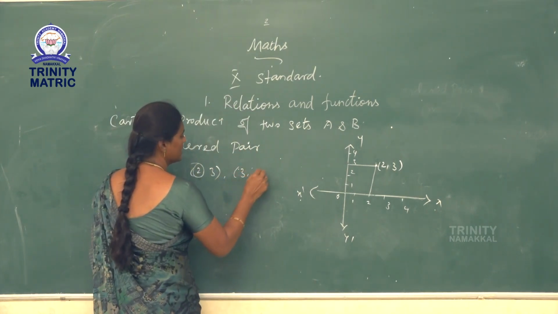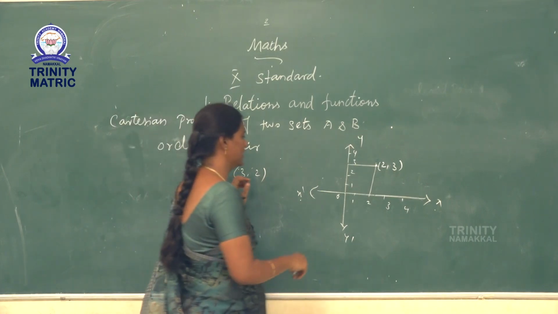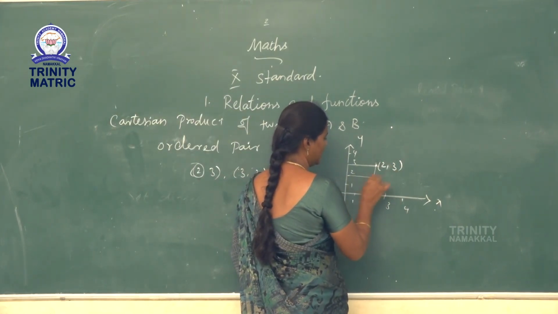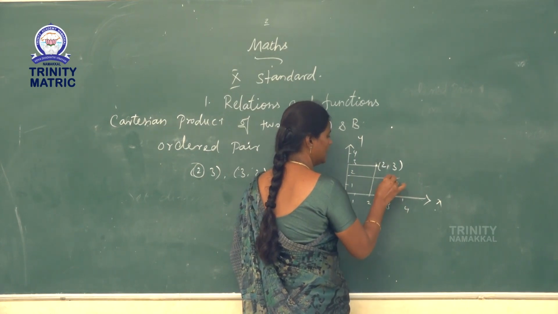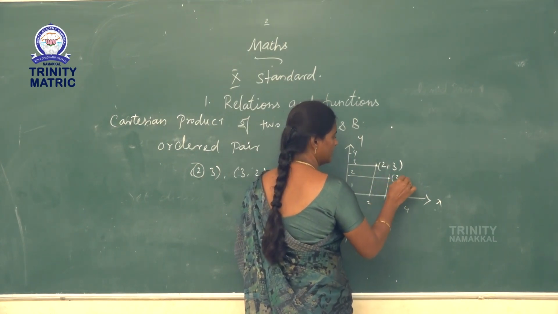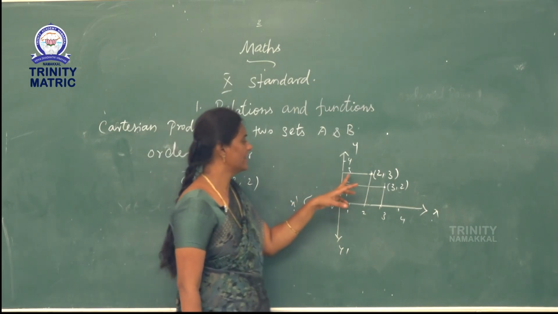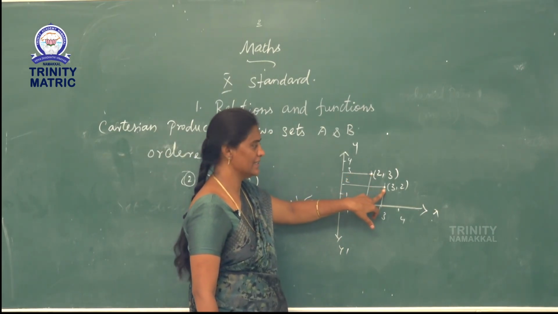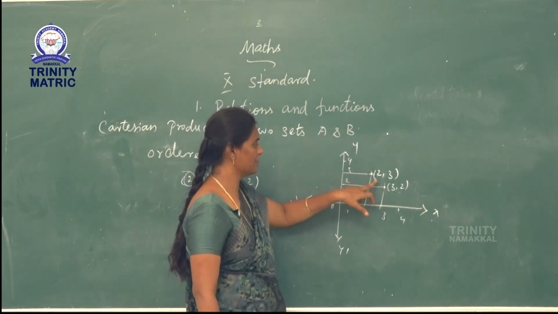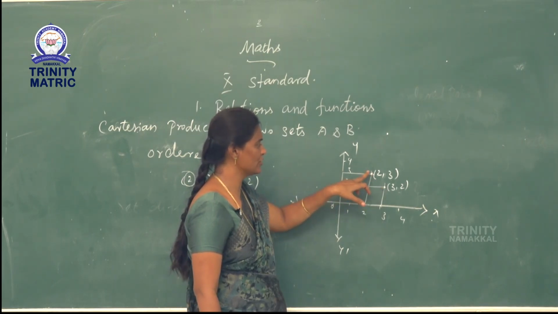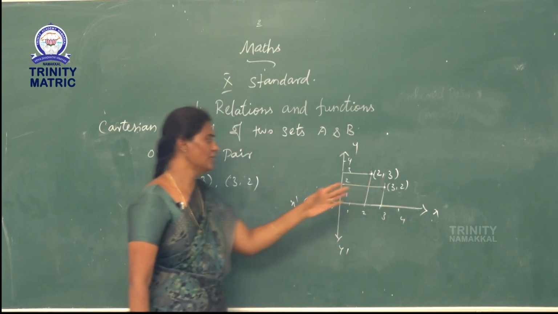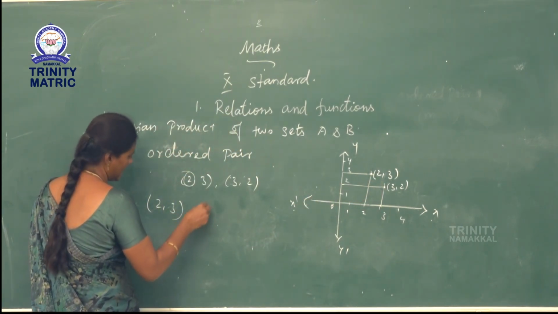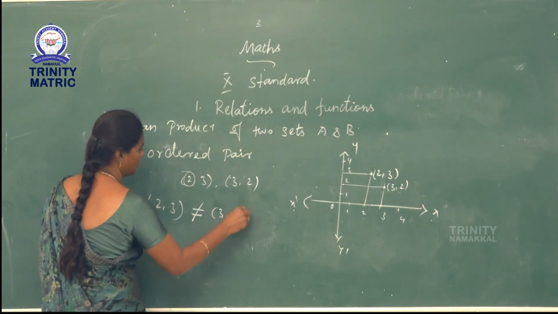Then we plot the point 3, 2. How? We take the x coordinate as 3 here and the y coordinate as 2. The two lines intersect here at 3, 2. Here this point is 2 comma 3, this point is 3 comma 2. These two points have two different positions. So from this example, the ordered pair 2 comma 3 is not equal to 3 comma 2.